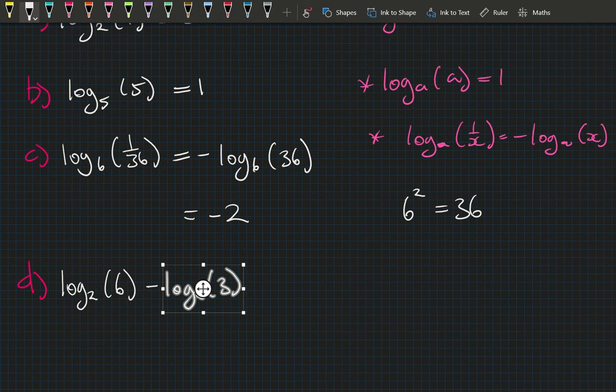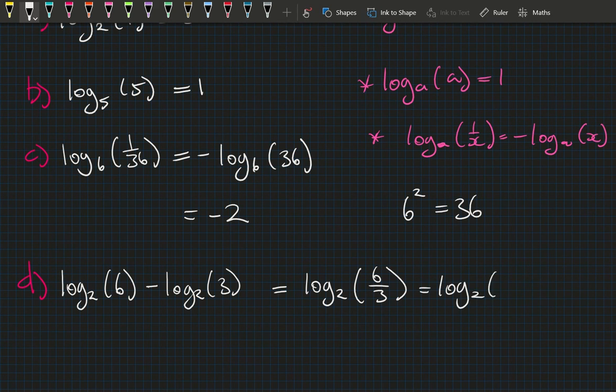We've got 2 logs here of the same base and one is subtracted from the other. So we can rewrite that as log base 2 of 6 divided by 3. And 6 divided by 3 is 2, so we've got log base 2 of 2, and log base 2 of 2 is 1.